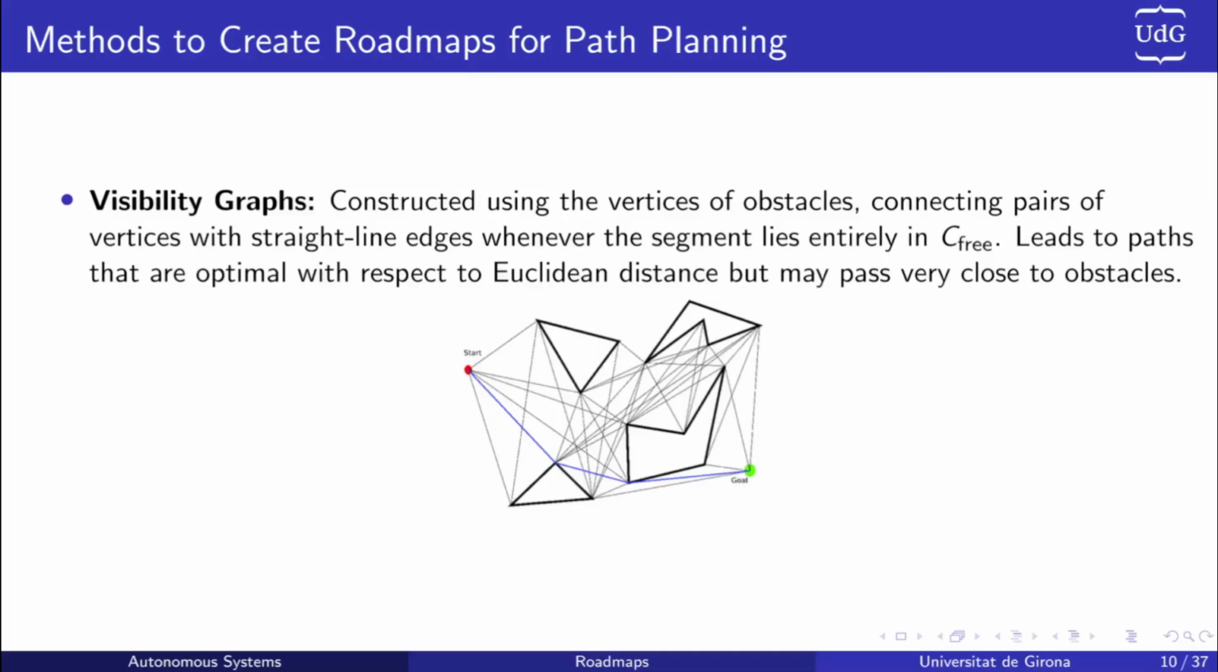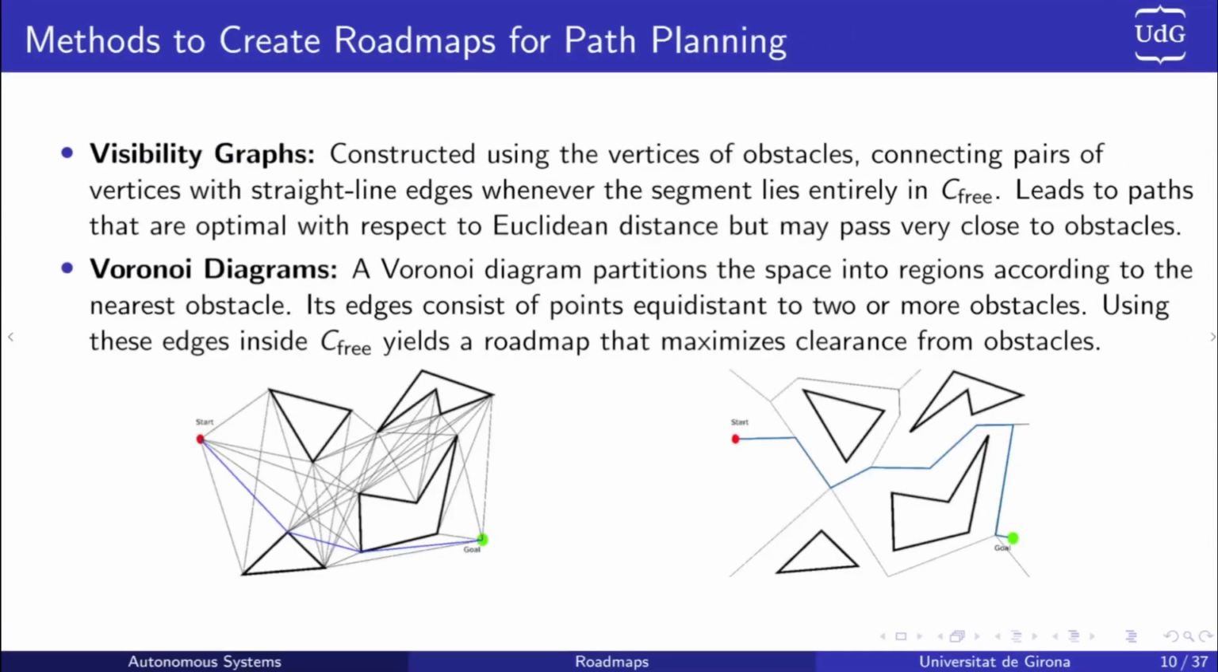They have the advantage that they lead to paths that are optimal with respect to the Euclidean distance. For now, we cannot compute other factors, so for us it will be optimal. But again, they have some problems: they pass very close to obstacles. As we put the nodes in the vertices of the polygons, we are always almost touching the polygons, which maybe is not what we want.